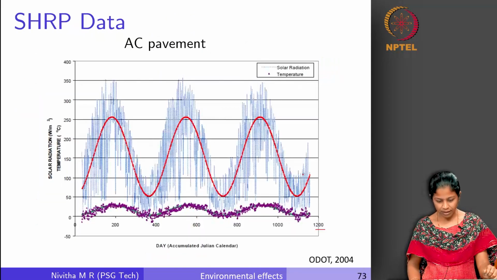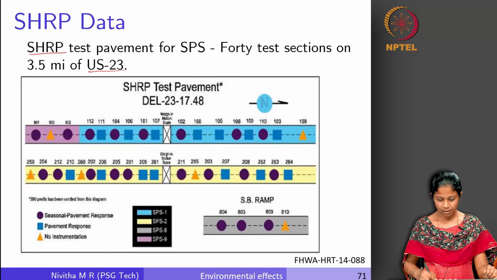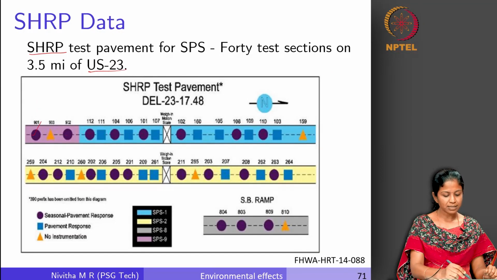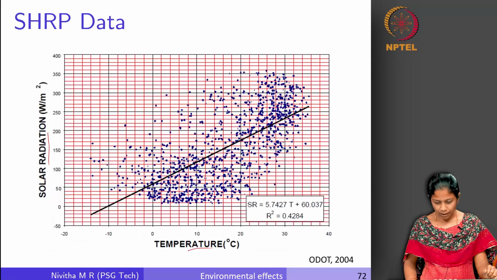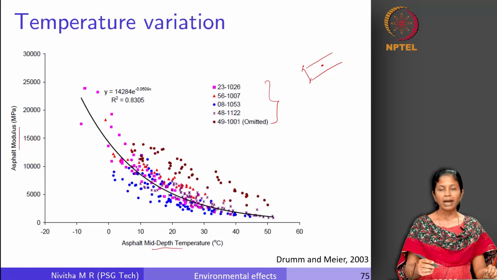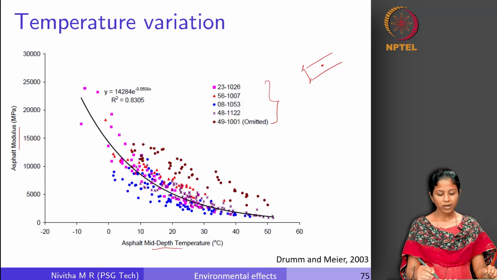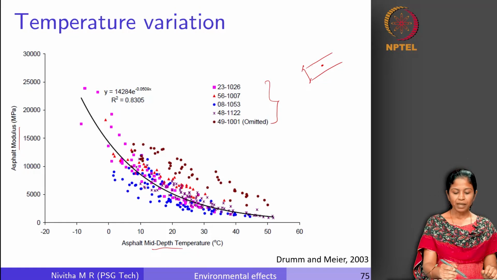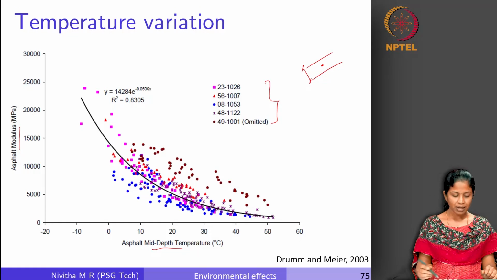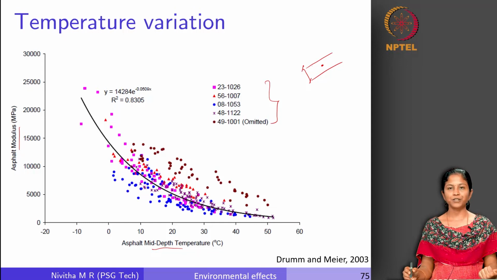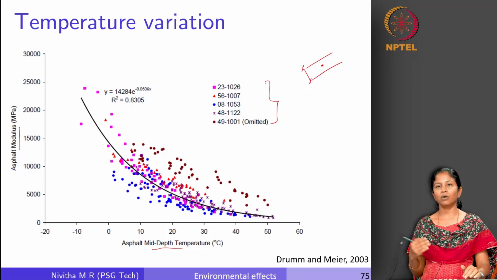So we said there are different test sections, right, from which seasonal pavement response is collected. Here a few locations were chosen and from those locations the relationship was established. You can see for most of the locations it follows a specific trend of variation between the asphalt modulus and the mid depth temperature. So like we discussed for the granular layers, the variation with moisture content, for the bituminous layers it is highly sensitive to the variation in test temperature and this has to be taken into account during the design.